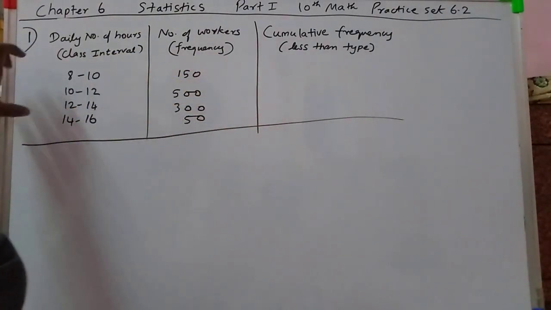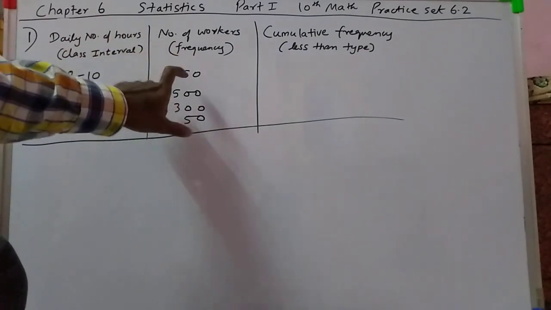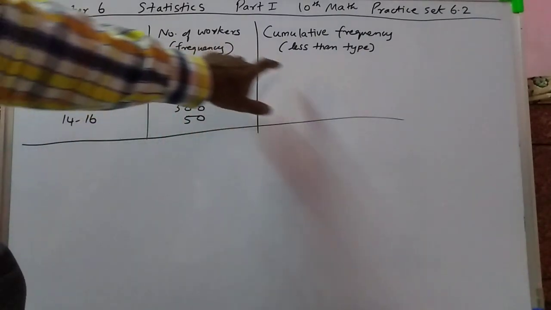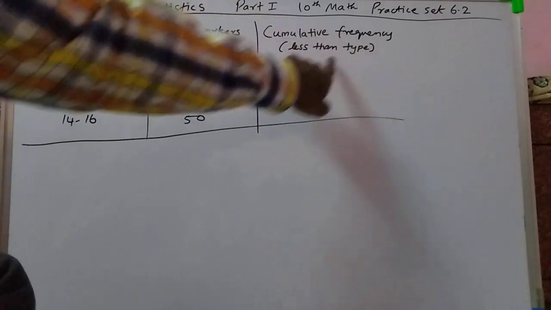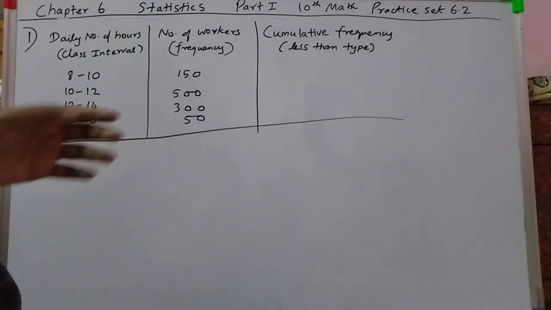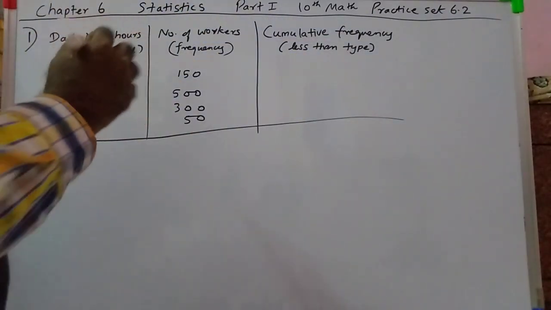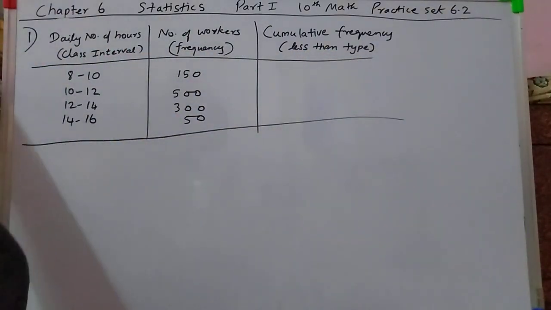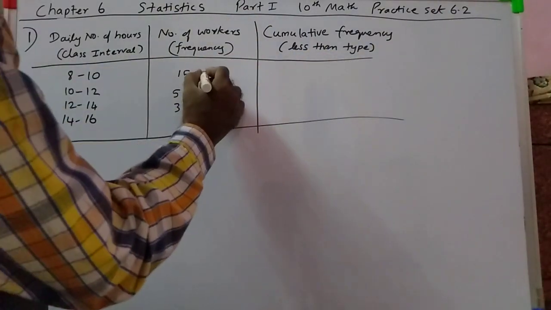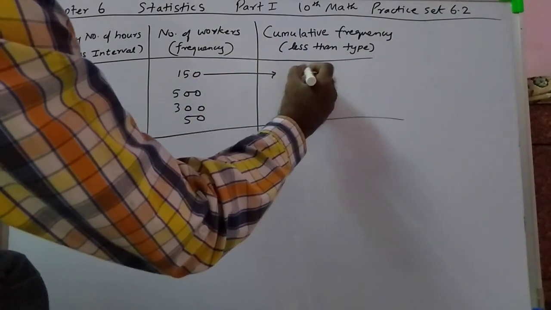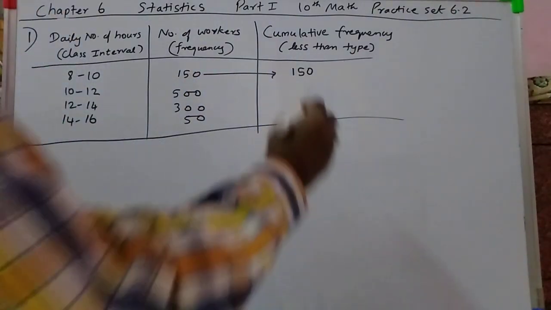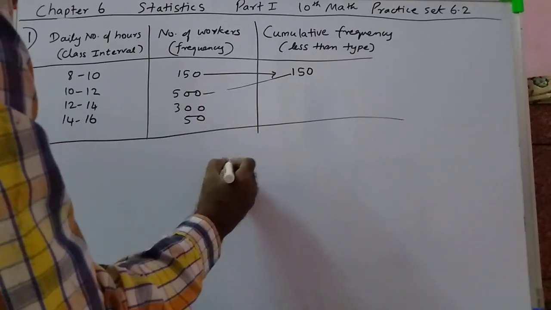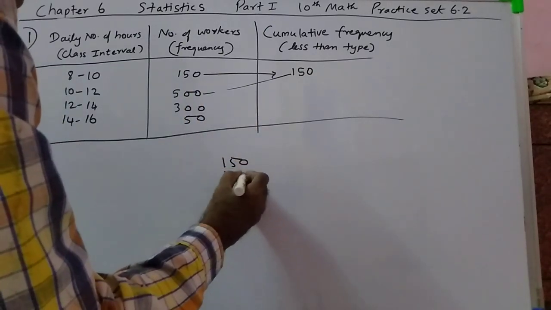Okay, for this, the class interval is given and the frequency is given. We have to find the cumulative frequency, less than table. That is very simple. Okay, first what you have to do? First take this number here, 150. Then add this, 150 plus 500.